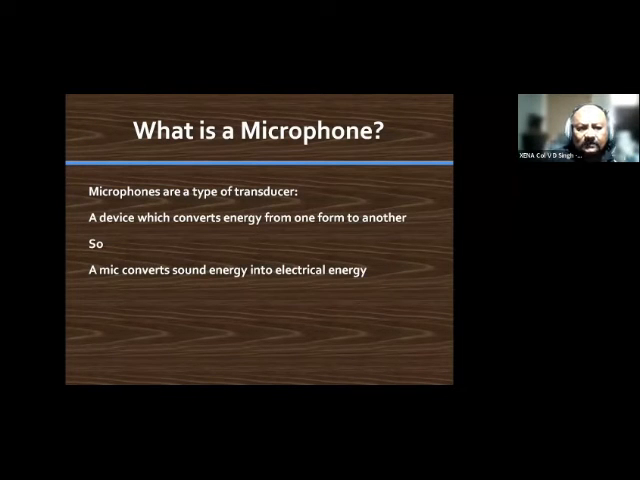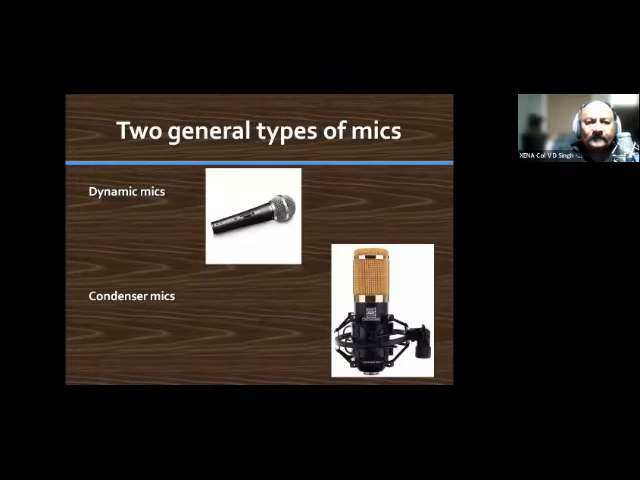So, let's look at the basic definition. What is a microphone? It is a kind of transducer which converts one form of energy into another form of energy, that is, sound energy into electrical energy. Basically, two types of microphones are there: dynamic microphones and condenser microphones.